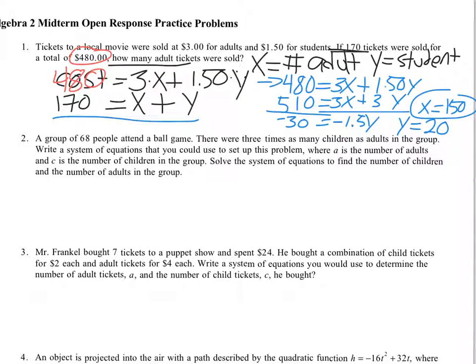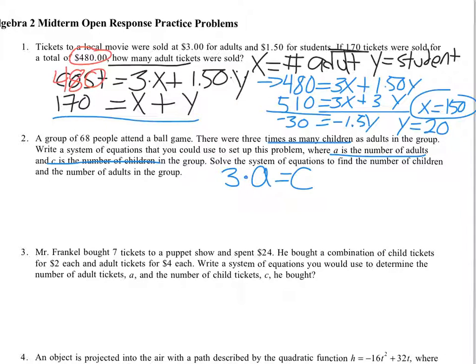Number 2, a group of 68 people attend a ball game, 3 times as many children as adults. Okay, I'm looking for the number of children, number of adults. 3 times as many children as adults. So 3 times the adults is equal to the children. That's a little bit confusing. It feels like it should be backwards. But I just need to think that there are more children than adults. There are 3 times as many children as adults in the group. That's really confusing, huh?